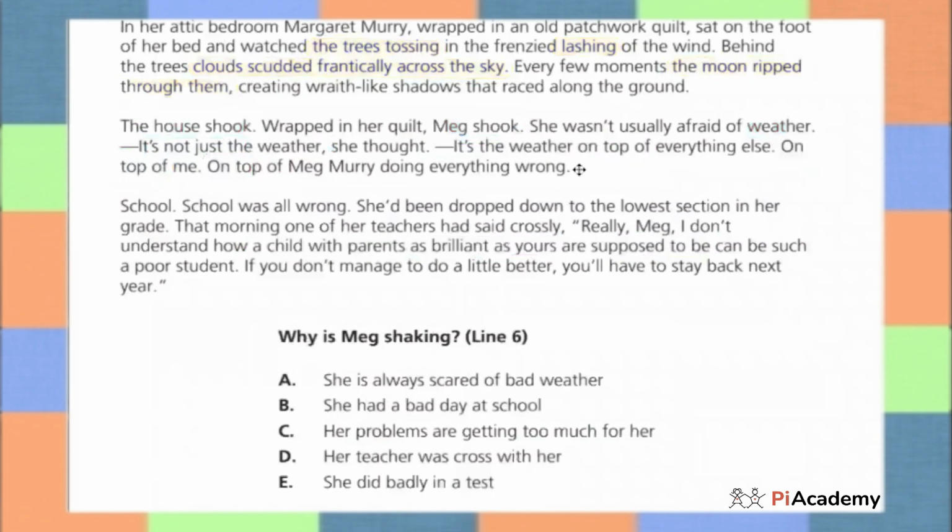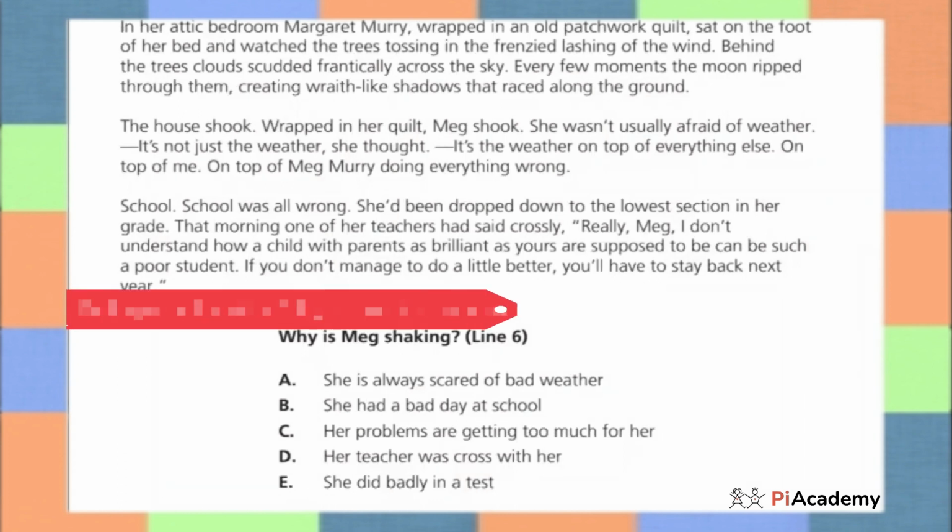Okay, we have another question. It is the same extract. So why is Meg shaking in line 6? She's always scared of bad weather. She had a bad day at school. Her problems are getting too much for her. Her teacher was cross with her, or she did badly in a test. A couple of minutes. Are you allowed to have 2 answers? Just one answer for this one.